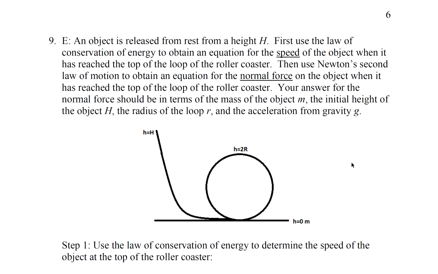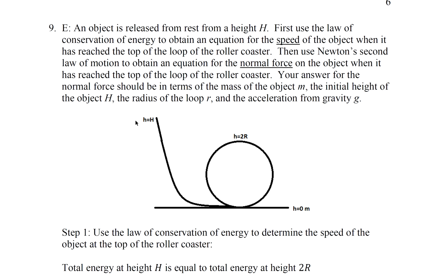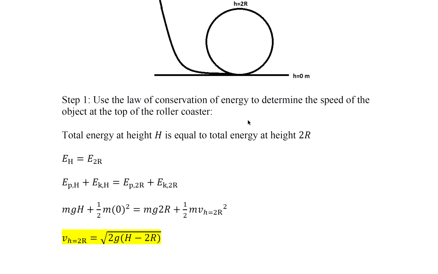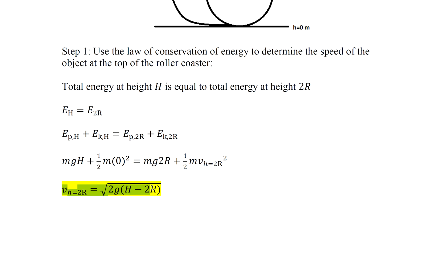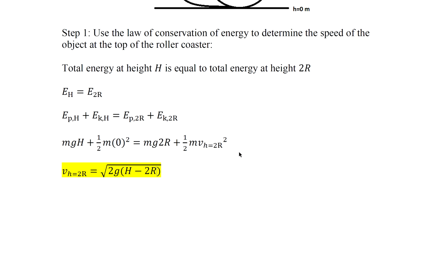In the beginning, the object is released from rest. So in 1/2 mv squared, v is going to be equal to 0. And the height is h. And when we're at a height equal to 2r, the speed is going to be the speed at height 2r. We don't know what that is. And the height is going to be 2 times the radius. And we could just solve for v. The speed at the top of this roller coaster at a height 2 times the radius is going to be this, highlighted in yellow.